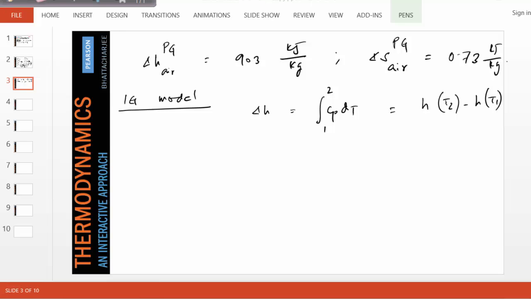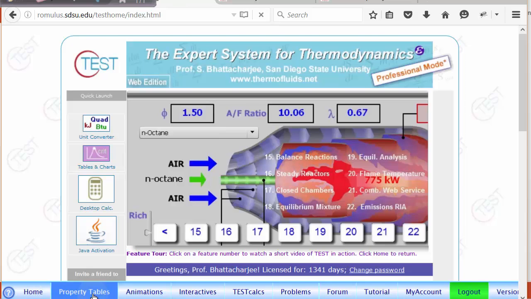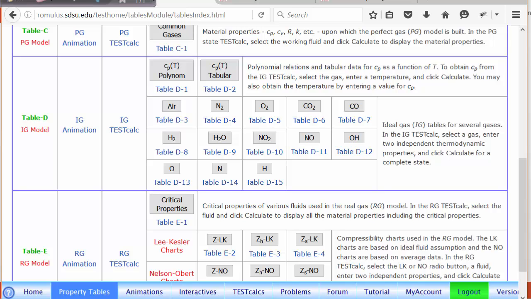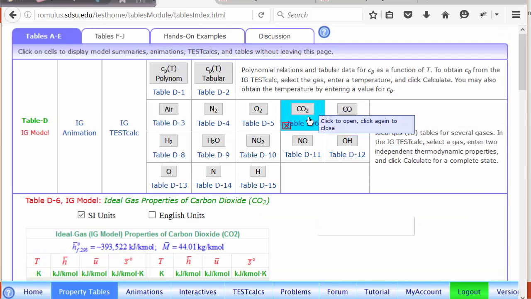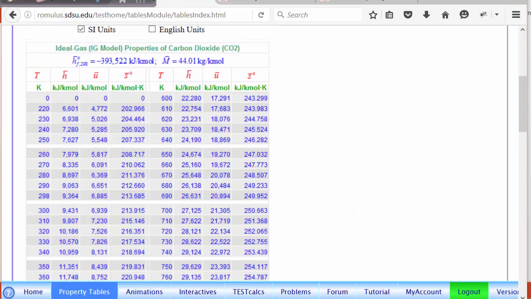So if we go back, let's go to the first one, property tables. This time let's select the IG model. This is the row. Let's find carbon dioxide, which is right here. Now as I click carbon dioxide, the tables of carbon dioxide are displayed here. Notice that this time the values have a bar on top, that is, these units are per kilomole. So to get back per kg, we have to divide these values by 44, the molar mass of CO2.